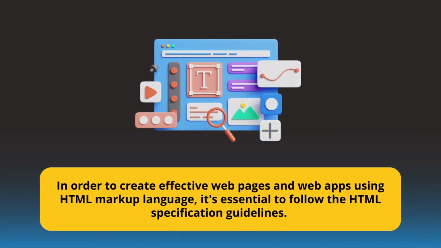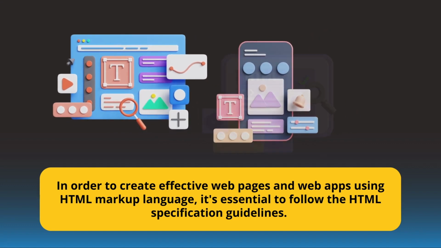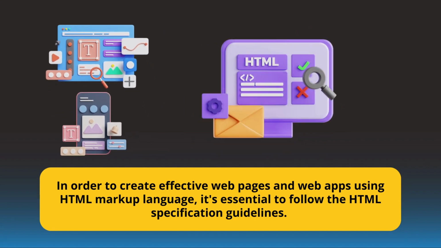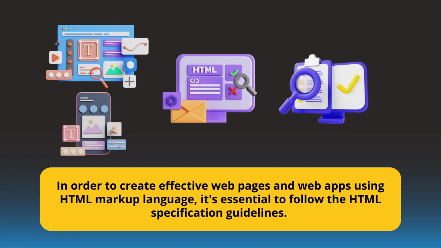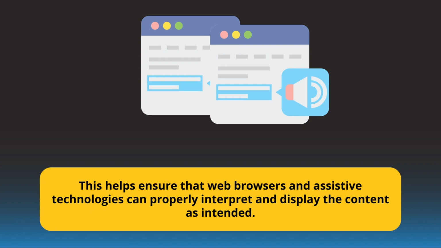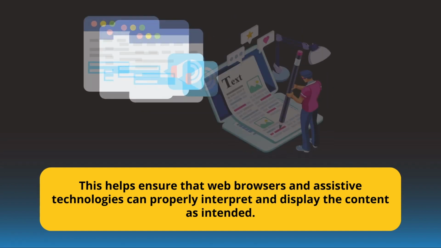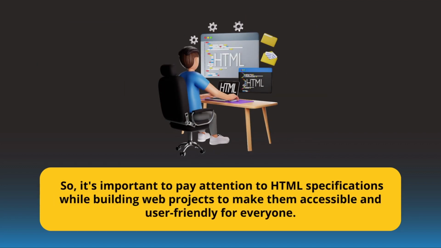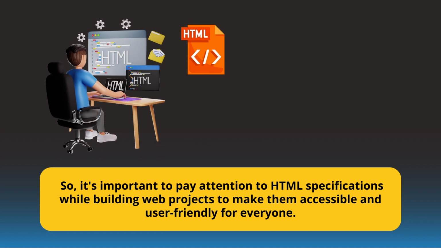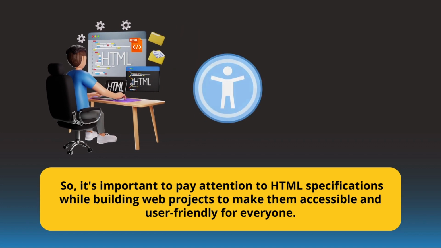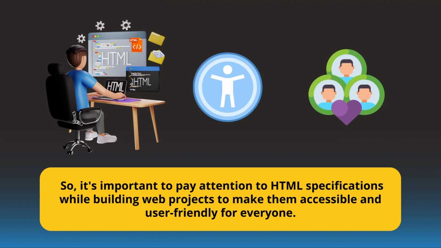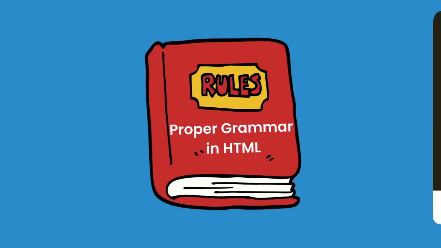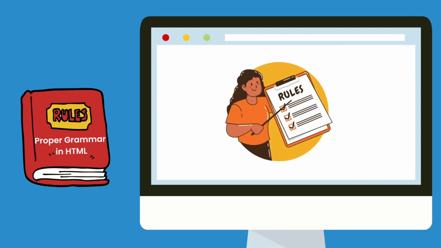In order to create effective web pages and web apps using HTML markup language, it's essential to follow the HTML specification guidelines. This helps ensure that web browsers and assistive technologies can properly interpret and display the content as intended. So it's important to pay attention to the HTML specification while building web projects to make them accessible and user-friendly for everyone. When it comes to proper grammar in HTML, there are a few important rules to follow.